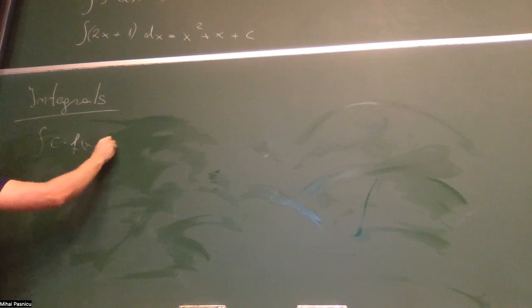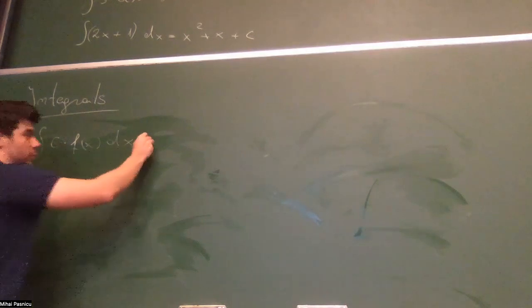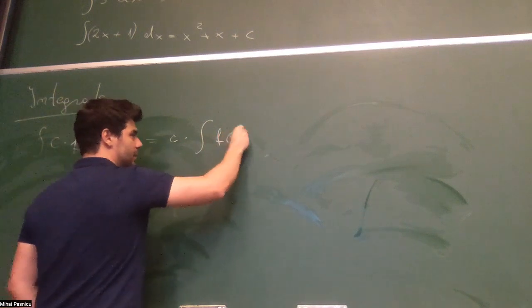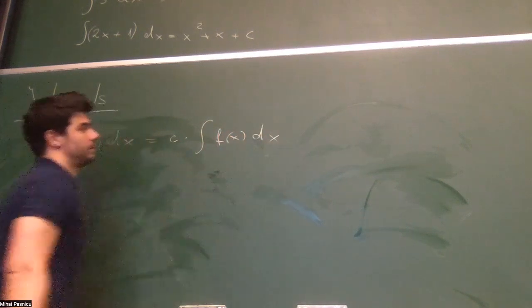Okay, so the first one is: the integral of a constant times f of x dx is equal to the constant times the integral of f of x dx.